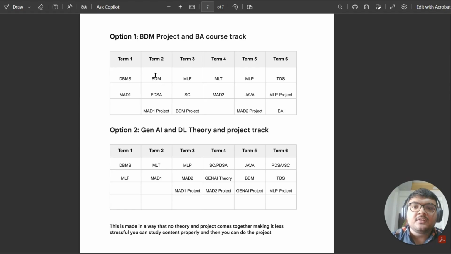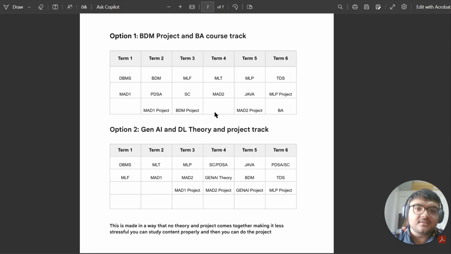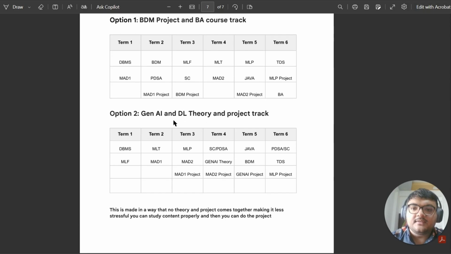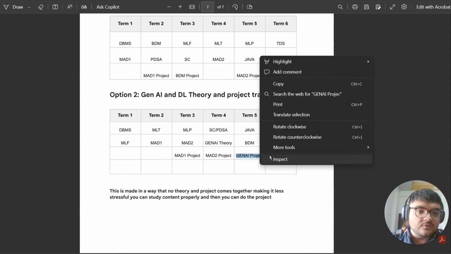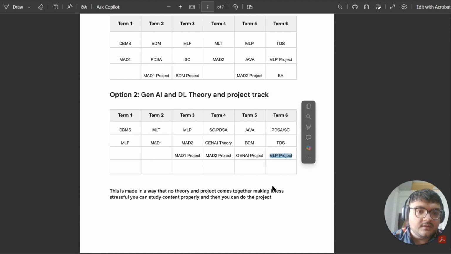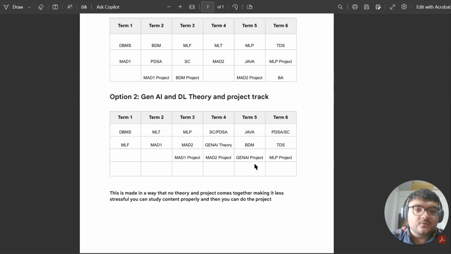So DBMS, Mad1, then BDM, PDSA, Mad1 project, MLF, system commands, BDM project, then MLT, Mad2. MLT is heavy, so I didn't have any project here. MLP, Java, Mad2 project, and then TDS, MLP project in BA. It's doable. Then here, DBMS, MLF, MLT, Mad1, then MLP, Mad2 and Mad1 project, system commands, GenAI theory, Mad2 project, and C. Here the GenAI project has a two-term question. So I have kept it like that.